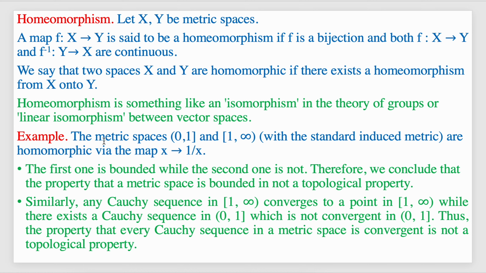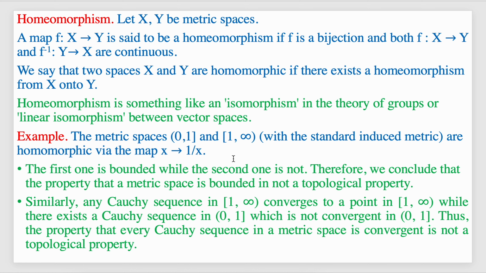For example, the metric spaces semi-closed interval 0 to 1 and 1 to infinity with the standard metric induced on it are homeomorphic via the mapping x to 1 upon x. We see that this function is bounded while this is not bounded. Therefore, we conclude that the property that a metric space is bounded is not a topological property.